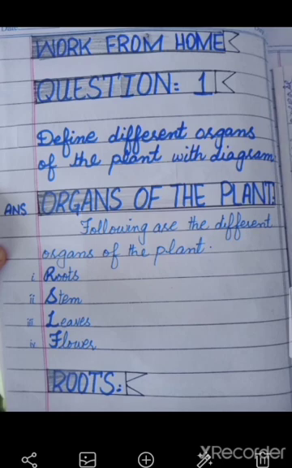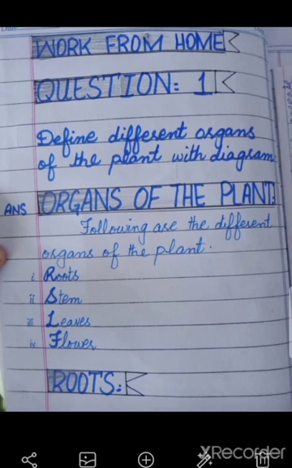So in your task you have a question that define different organs of the plant with the diagram. You have to write this question after leaving a line, and after writing this question again leave a line and give the heading organs of the plant. This heading should be in capital letters with the blue marker, and draw a sketch as well and do the shading in the sketch, right?